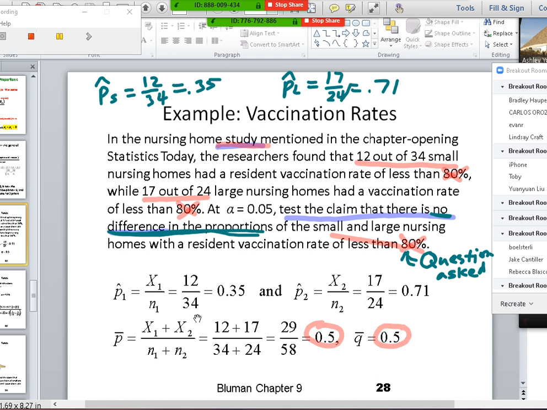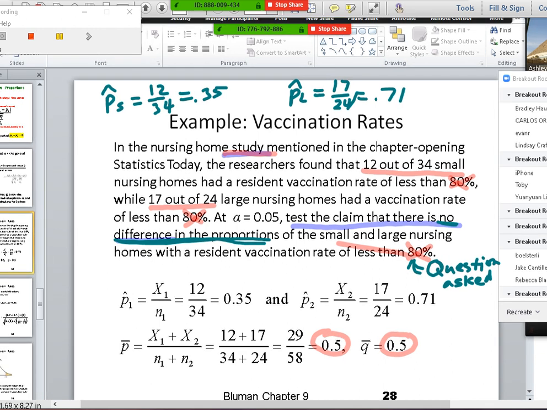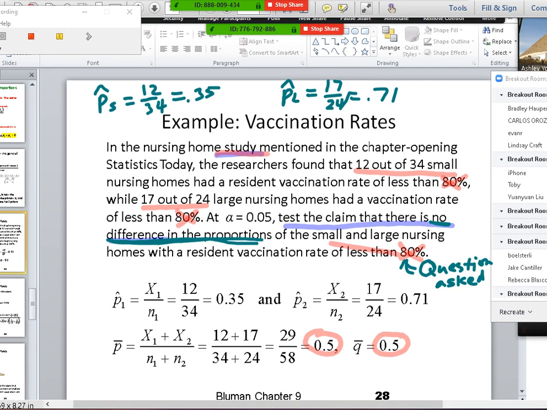So we are going to find, here it is down here, our p-bar. So it's going to be my successes. I had 12 plus 17 successes out of a total of 34 plus 24 homes. So that's 29 out of 58, 50%. So my pooled proportion is 0.5, which means that my q-bar is 1 minus that, also 0.5. So that's my p-bar and q-bar, 0.5, 0.5.